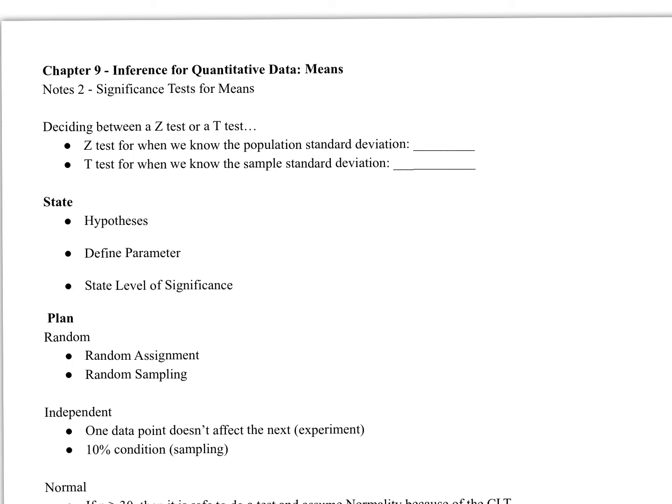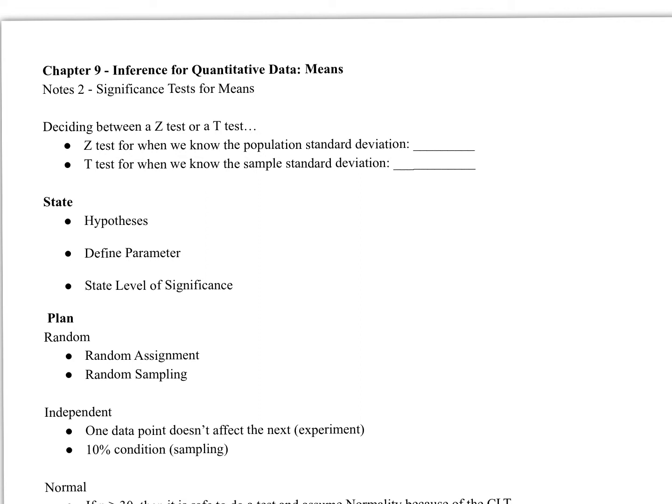In section 2, we're going to take a look at performing a significance test for a mean. So a lot of what we do here is going to be similar to what we do with proportions, but a few things switched out to things that are specific for means instead.